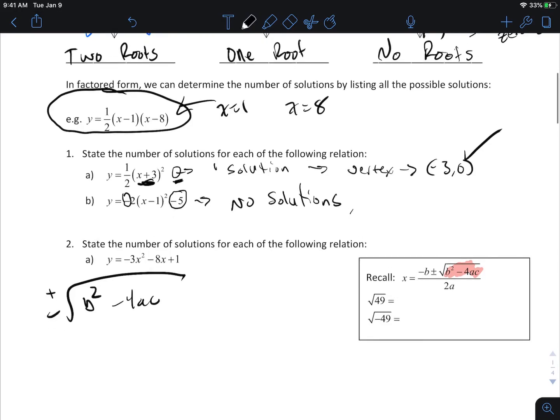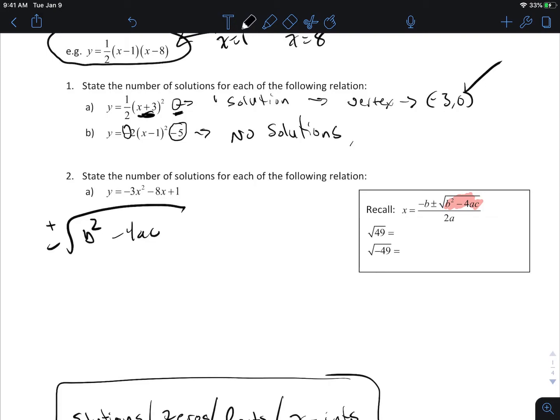Right? So, for this one, I'm going to plug in the b value. It's -8, so that's going to go there. The a value is -3, and the c value is 1. Right? So I'm just going to plug those in there. -8 squared minus 4 multiplied by -3 by 1. So you get 64 minus -12.